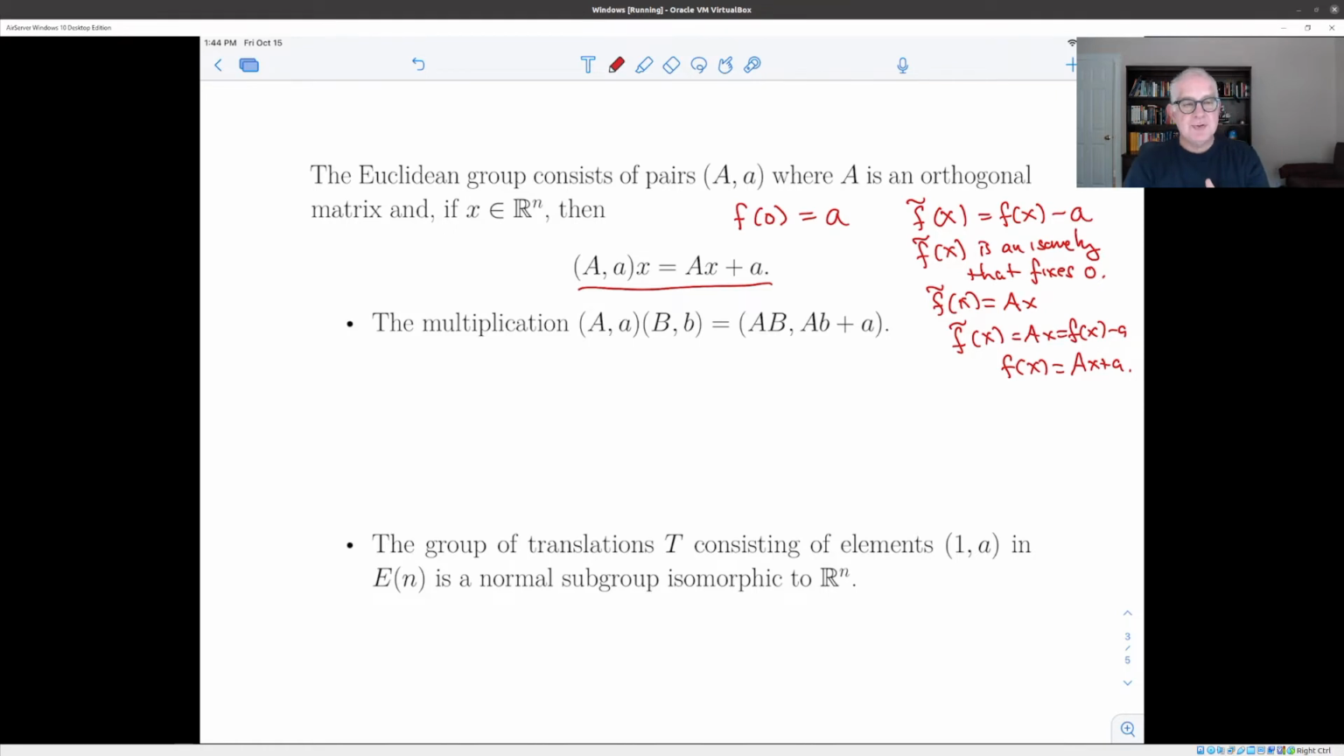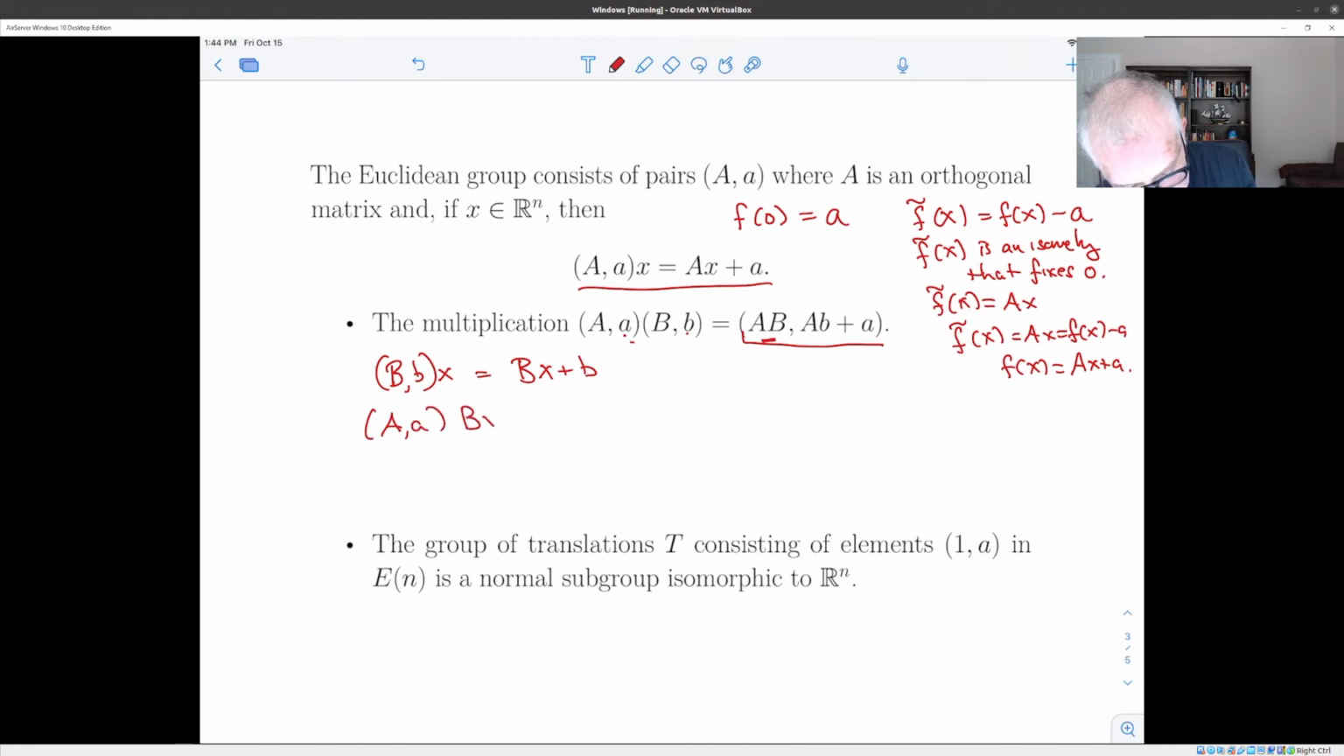And what happens if you do two of those moves? Well, you get this group law here, where you multiply in the first component, and you don't just add the second components, but you add the second components kind of mixed together with the a. And the way to see that is just to calculate what happens if I first do (B, b) applied to x, and that's going to be bx plus little b. And then if I do (A, a) to bx plus b, I get a times bx plus b plus a. In other words, it's abx plus ab plus a.